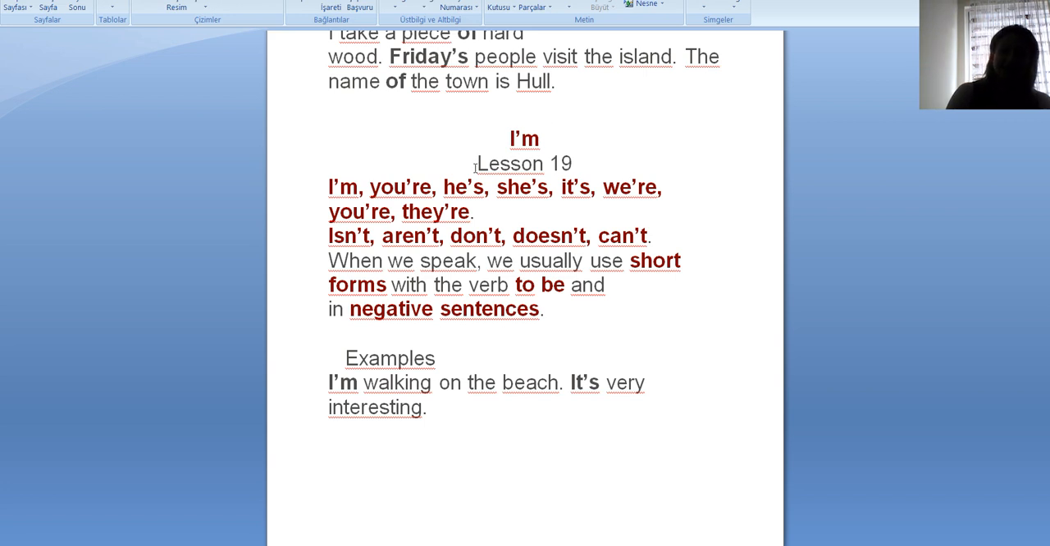Now, lesson 19. I'm, your, he's, his, she's, it's, where's, you're, there's, isn't, aren't, don't, doesn't, can't. When we speak, we usually use short forms with the verbs to be and in negative sentences.